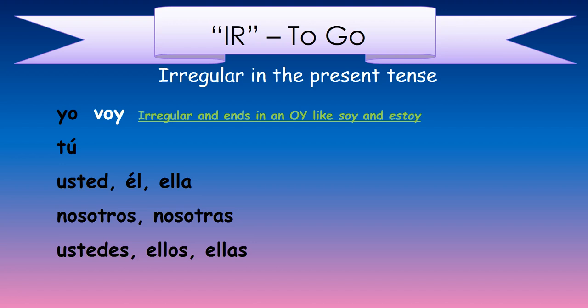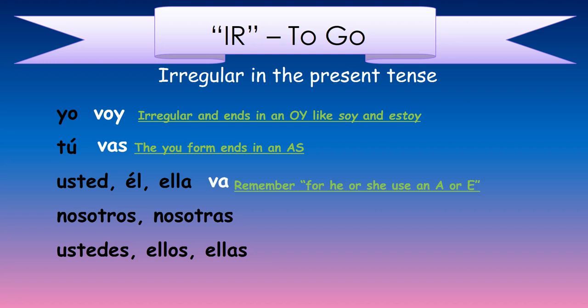Well, let's go through it again. We have yo, voy, irregular, ends in an OY like soy and estoy. Tú vas, right? The form ends in an AS, just like our AR verb conjugations. Remember, for he or she, use an A or E, so in this case, well, it's an irregular verb, just know it ends in an A. Nosotros, nosotras, it's going to end in an AMOS, and ellos, ellas, ustedes will end in an AN, just like our regular AR verbs. But we're doing it for our irregular ir.